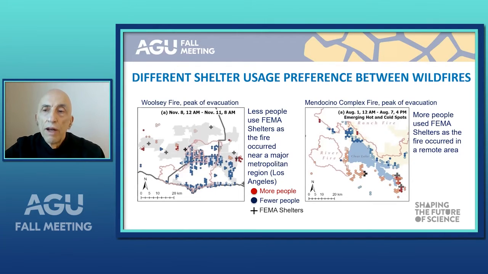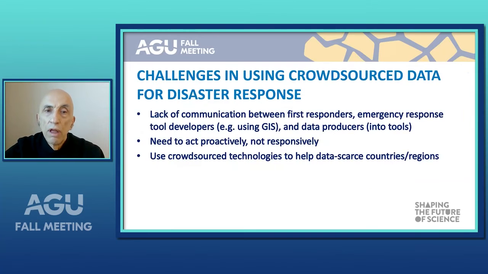The red dots are more people, and the blue dots are fewer people. So you see how the patterns are different in the two cases. Now let's turn our attention to challenges.